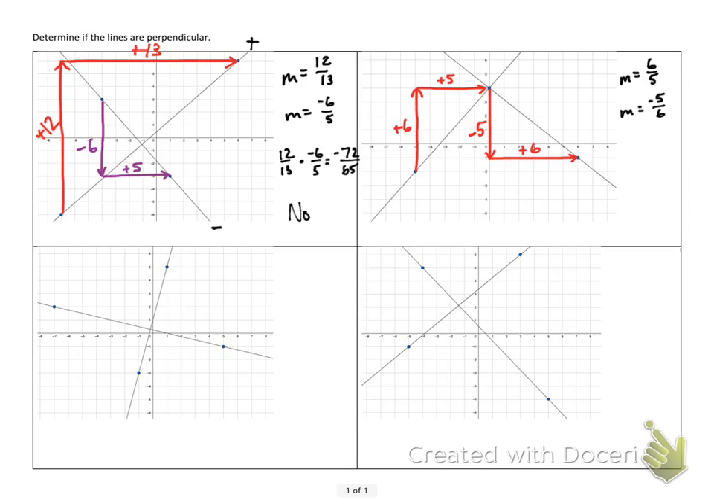Now, just looking at the slopes, you can probably tell that these are perpendicular. But I want to see you go ahead and do the multiplication. So 6 over 5 times negative 5 over 6 gives me negative 30 over, oh, sorry, over 30. And there it is. That will simplify down to our negative 1. So yes, these are perpendicular.